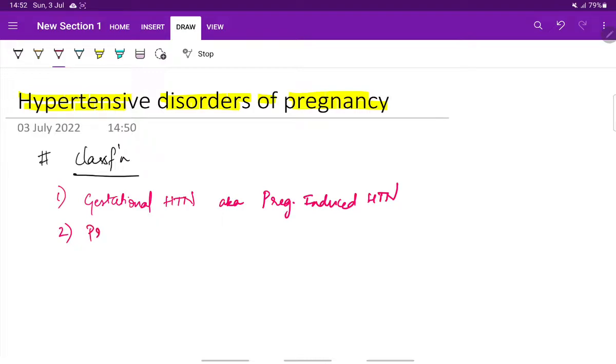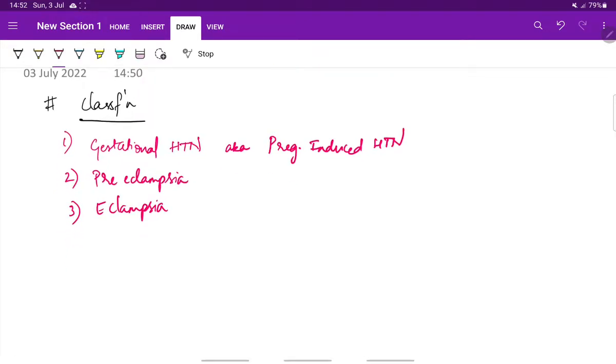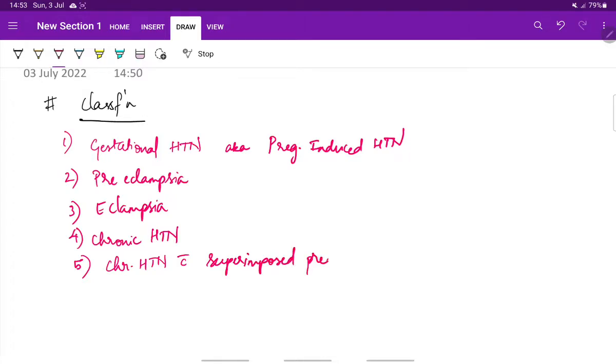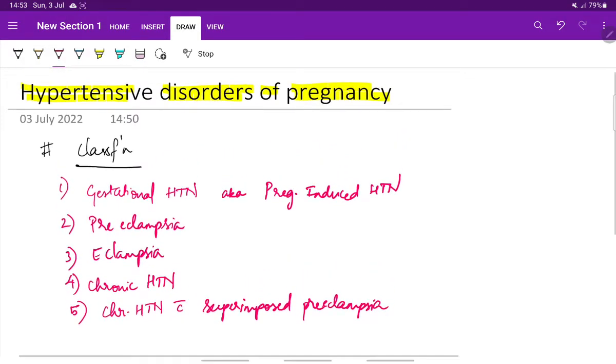Next is preeclampsia. Third is eclampsia. Fourth is chronic hypertension. The fifth one is chronic hypertension with superimposed preeclampsia. These are the 5 classifications of hypertensive disorders of pregnancy. We will see about one by one in detail.